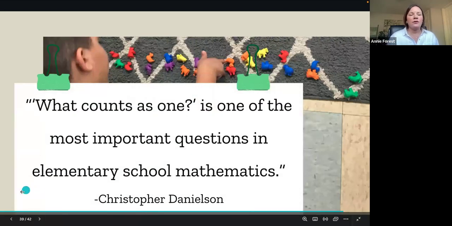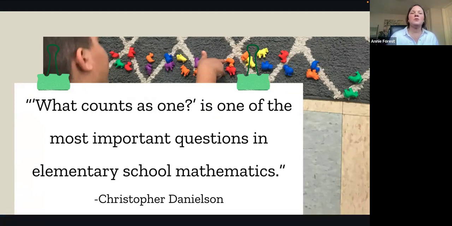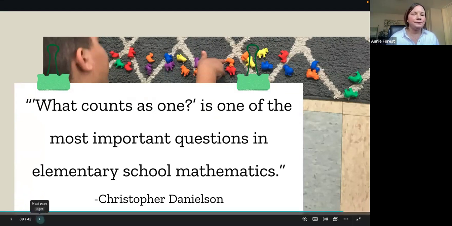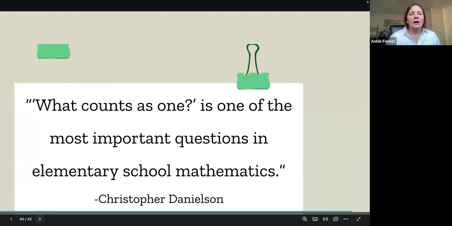Oh, and this is a quote from the author of that book. He says that what counts as one is one of the most important questions in elementary school mathematics. So again, deciding what you are going to count when you're counting something can be really powerful.